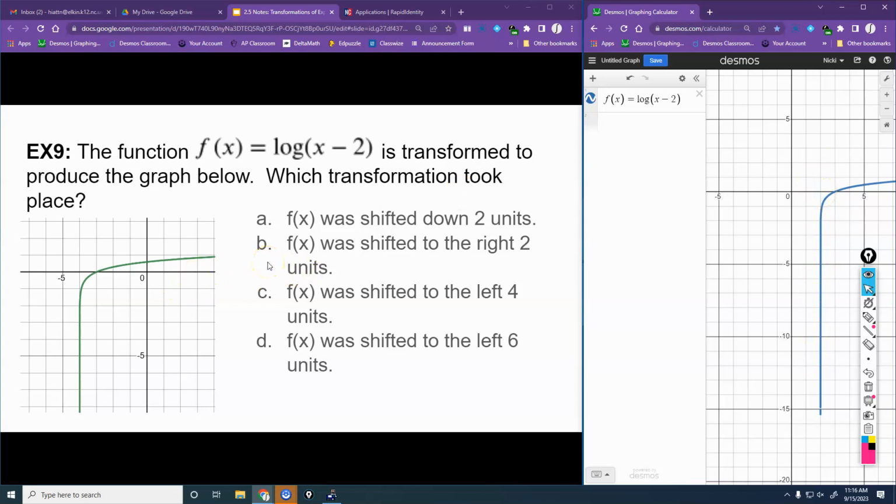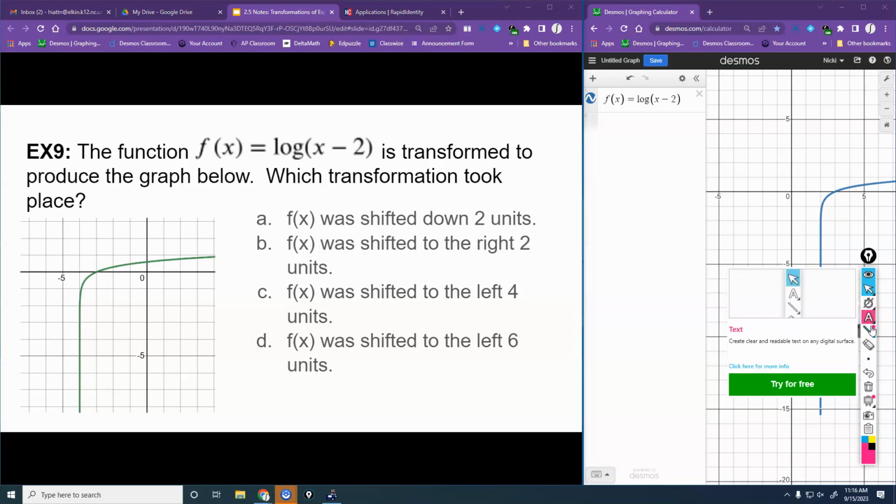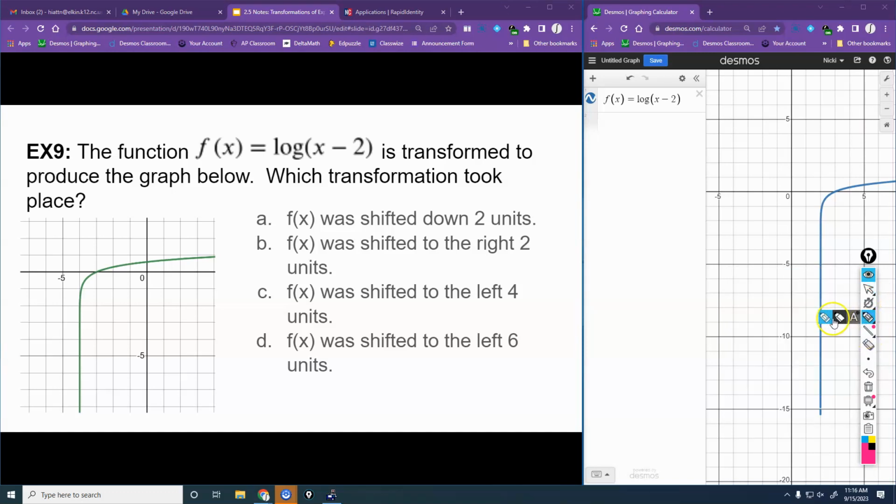So since the original was over here at 2, well, if I can draw, oh gosh, it changed it to letters. I didn't even know I could do that. Okay, there we go. We started over here at 2. Oops, that's drawn terribly, but right there at 2. So if we had started at the x-axis, if it was just the log of x equation, it would be left 4. But we started at 2, so it had to go left 6. So D would be the correct answer for that.